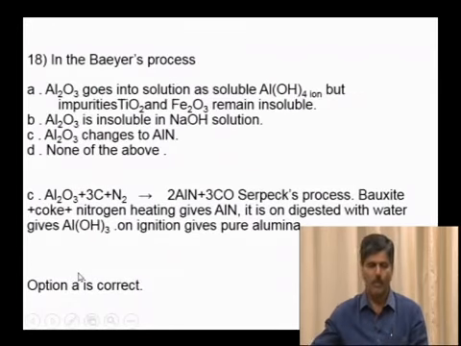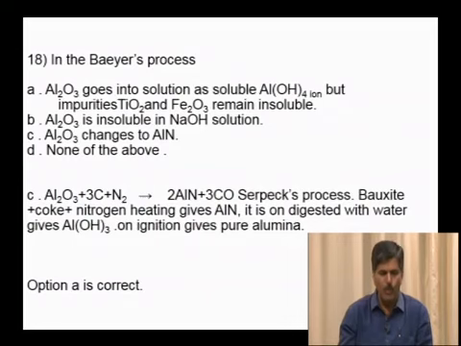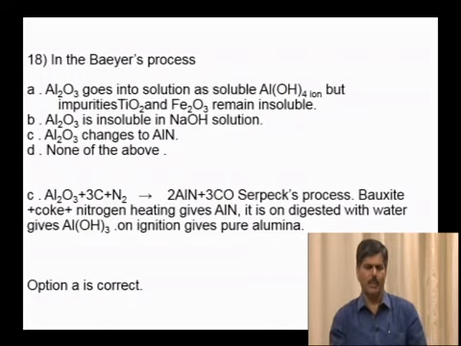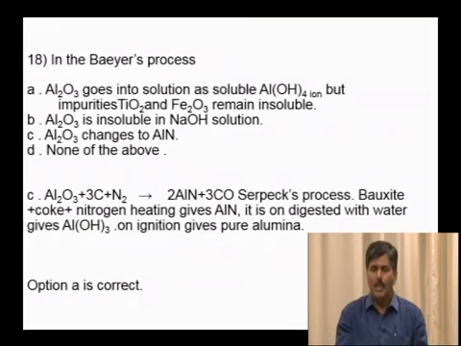Next question, the 18th question. In the Bayer's process, options are given. A: Al2O3 goes into solution as soluble aluminum hydroxide ion, but impurities TiO2 and Fe2O3 remain insoluble. B: Al2O3 is insoluble in NaOH solution. C: Al2O3 changes to aluminum nitrate. D: none of the above. So, here the first option is Al2O3 goes into solution as soluble [Al(OH)4]- ion. Now let us see Bayer's process.